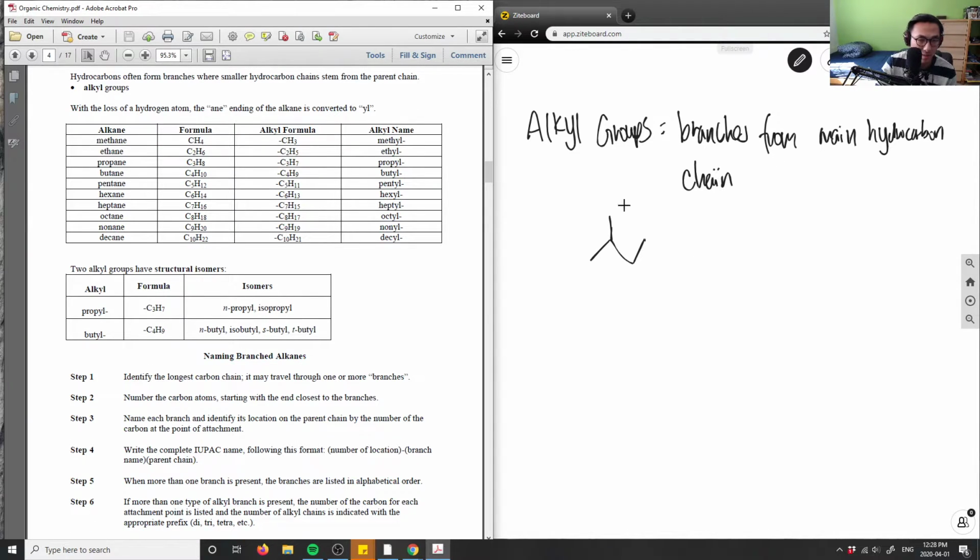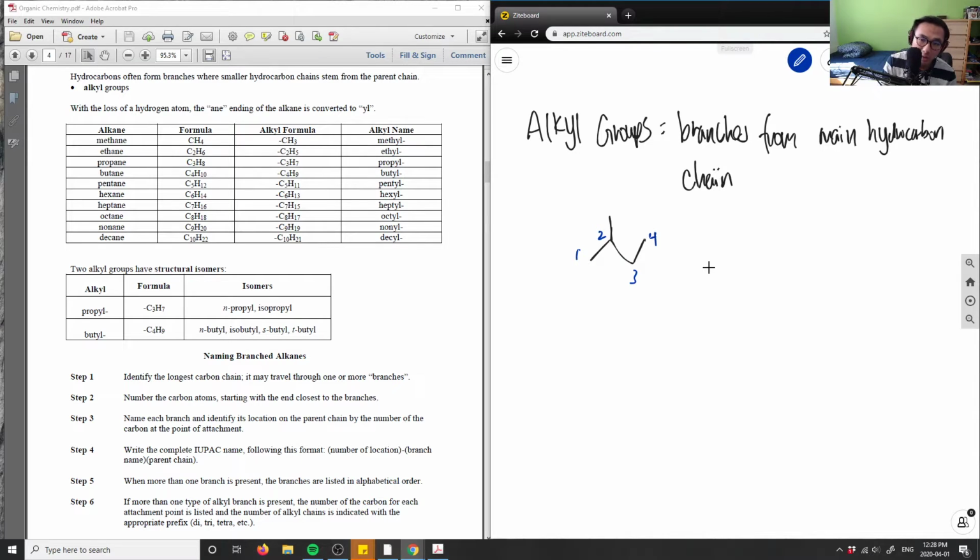But how do we name branched alkanes? How do we name this compound? We follow these rules, right? Step 1 says identify the longest carbon chain. It may travel through 1 or 2 branches. In this case, the longest chain, and we label from left to right, or sometimes right to left, depending on which one's longer. So for example, this is 1, 2, 3, and 4, right? This is my longest chain in this case, and we have to number the carbons starting from the end closest to the branch. So this is 1, 2, 3, 4. You could label it as 1, 2, 3, and 4 the other way, but it doesn't change anything in terms of the geometry or the naming, so you don't have to worry about that.